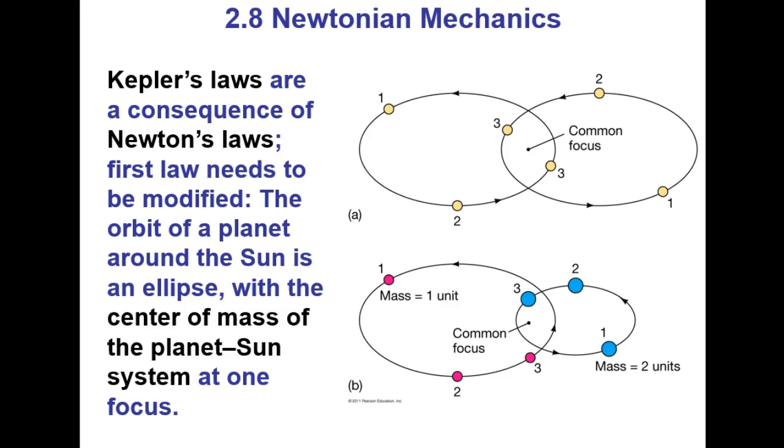Kepler's laws are a consequence of Newton's laws. The first law needs to be modified. The orbit of a planet around the Sun is an ellipse, with the center of mass of the planet-Sun system at one focus.